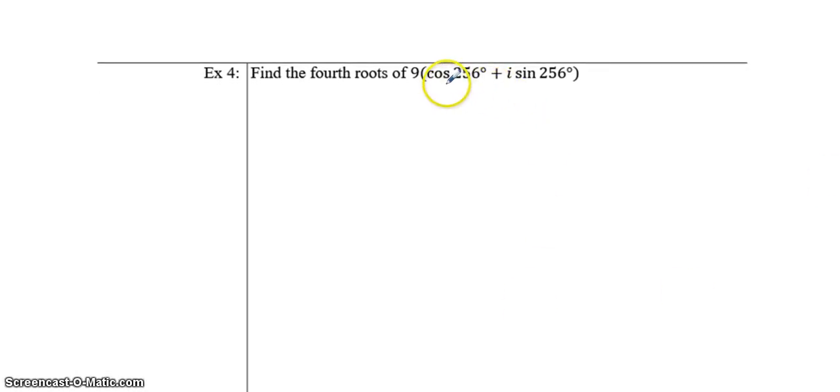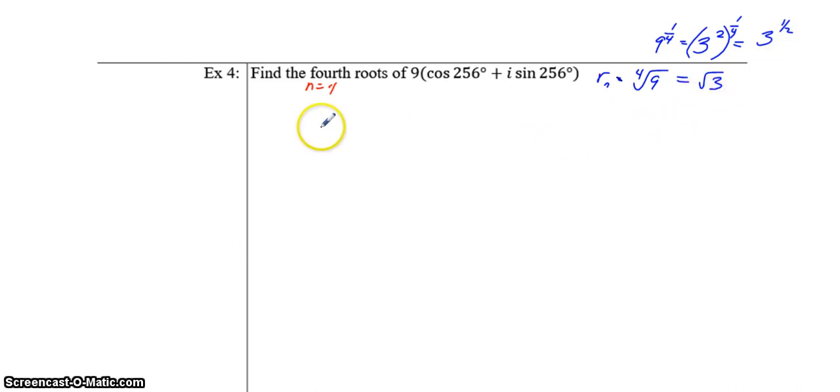Find the 4th roots of 9 cosine of 256 theta plus I sine 256 theta. Okay, so the 4th root, the index, is 4. So the new r is the 4th root of 9, which is the square root of 3. Remember this? Oh wait, that's 3 to the 3 squared. I'll rewrite that for you. We do want to do this, by the way, especially if they come out to be nice. Make it a little nicer. So that's 3 to the 1/2. Okay, so there's our new r.